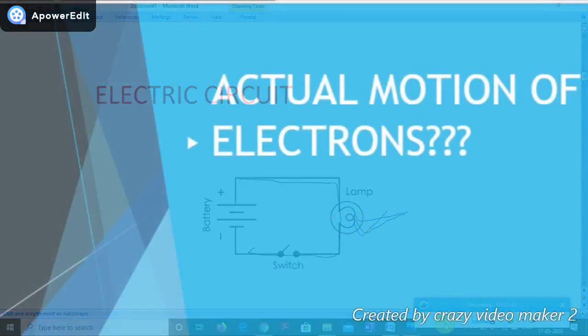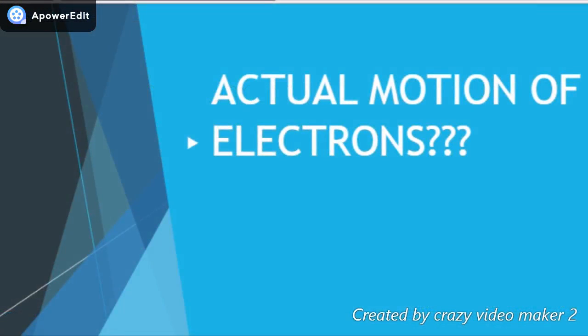We discuss a very important question here. What is the actual motion of electrons inside the conductor? Think about this. It's a very interesting question. Do electrons move like us? Do they move like animals? Do they move like an aeroplane moving in the air? Or like birds? Or like vehicles, a car running on the road? What do you think? Tell me in the comment box.